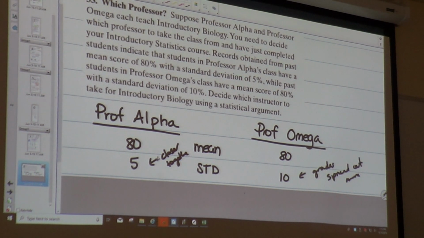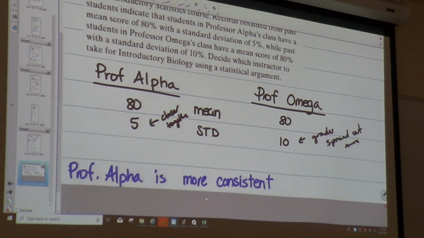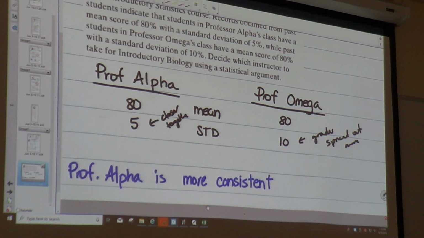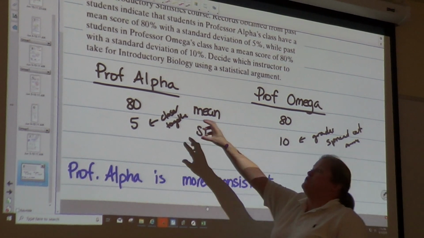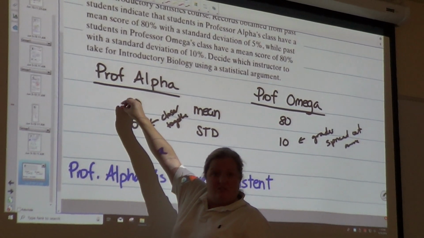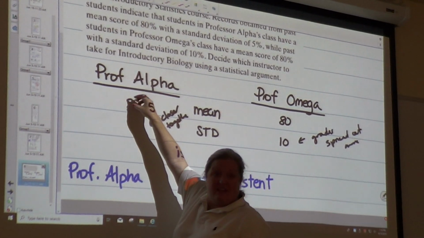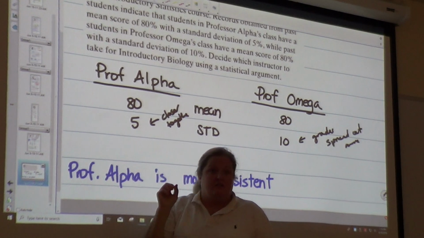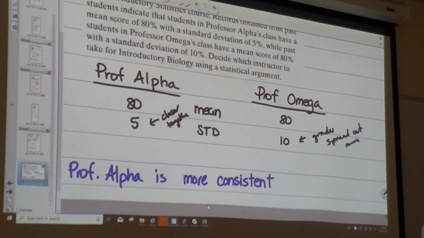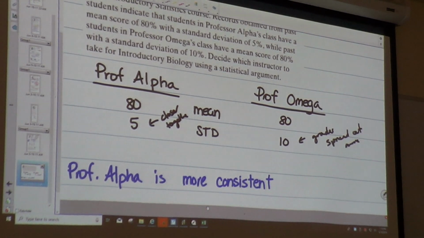So you could be making a 20 or you could be making 100. They're all over the place because they have that higher standard deviation. So I'm going to be taking Professor Alpha because of the lower standard deviation. The grades are more consistent. They're going to be closer to that average. Almost everybody in the class is making an A. AD, not an A. Then we'd all take him.